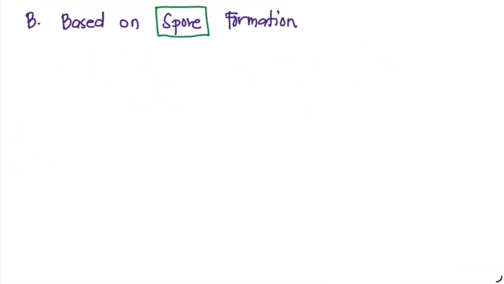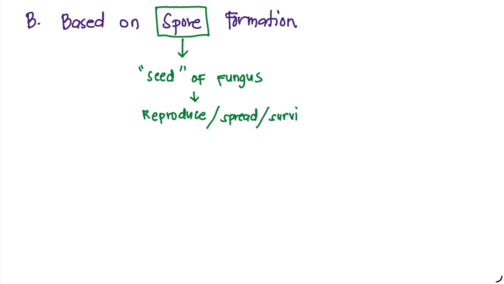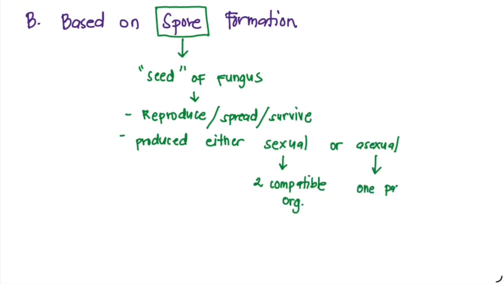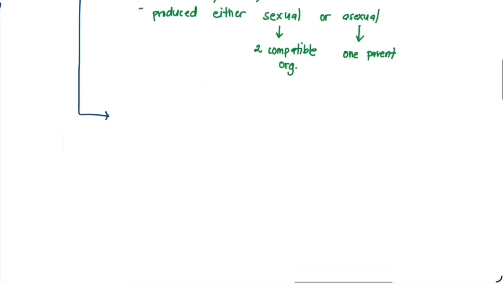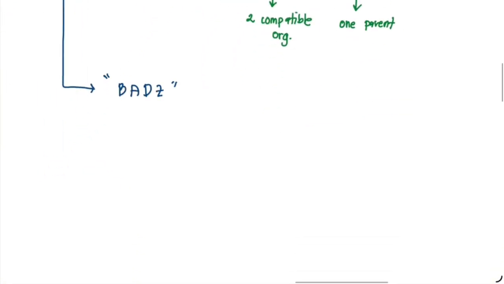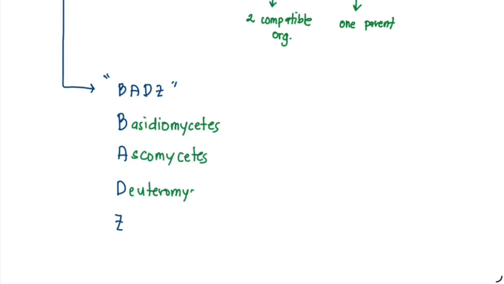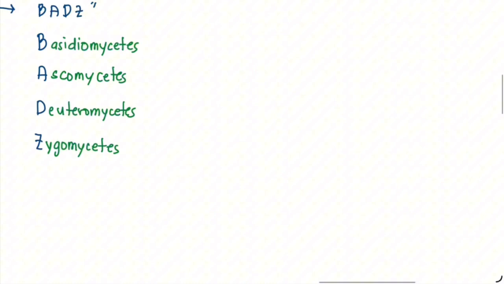Now, based on spore, tandaan natin ang spore, ito po yung nagsisilbing seed ng fungi. Okay? Responsible for reproduction, for spreading, and basically for survival. Okay? So, ang spore po, pwedeng na-produce either sexual or asexual. Again, no, pag sexual, merong two compatible organism. Kapag asexual, one parent lang yun, syempre. So, I have mentioned yung BADZ na mnemonics natin kanina sa classification. So, yun yung i-discuss natin sa part na ito. B for Basidiomycetes, A for Ascomycetes, D for Deuteromycetes, and Zygomycetes.